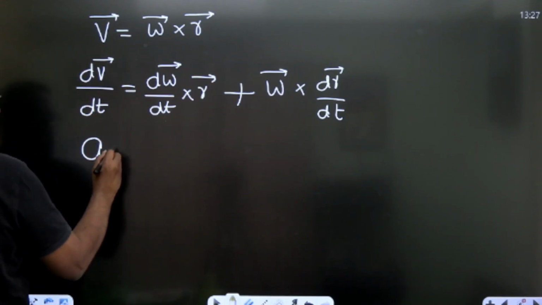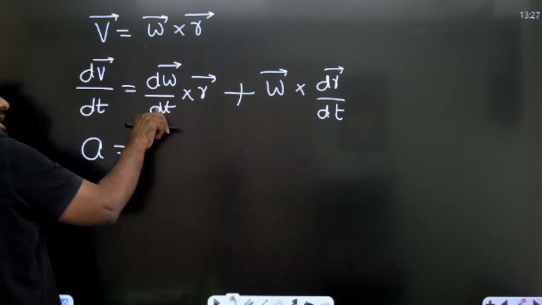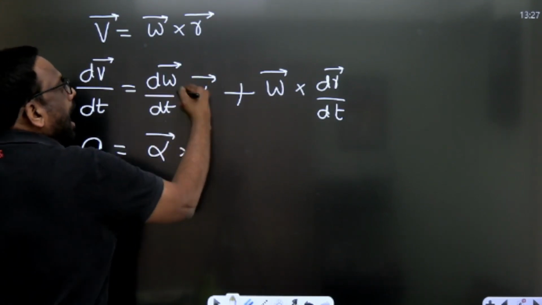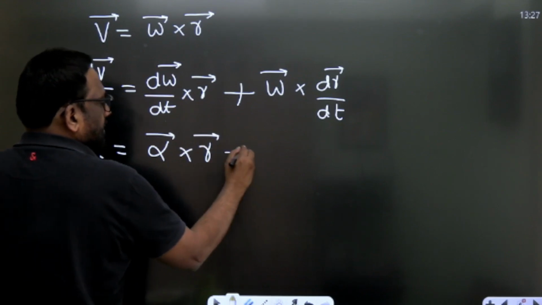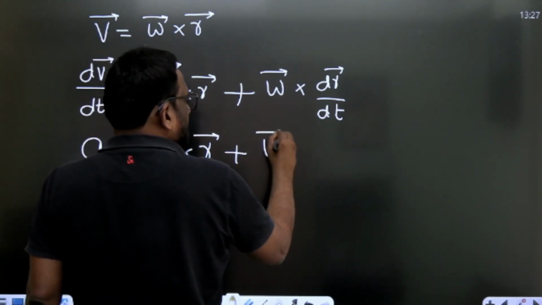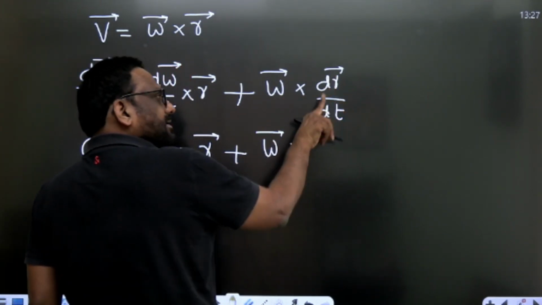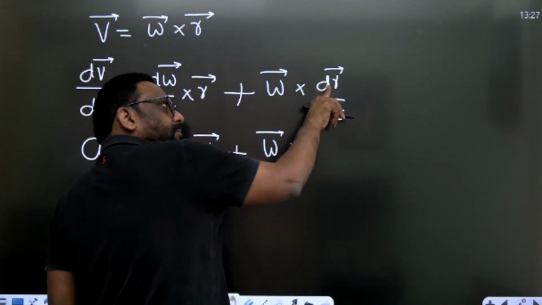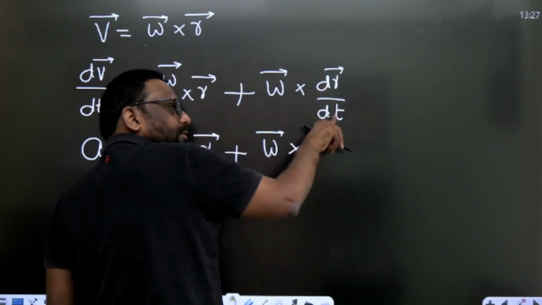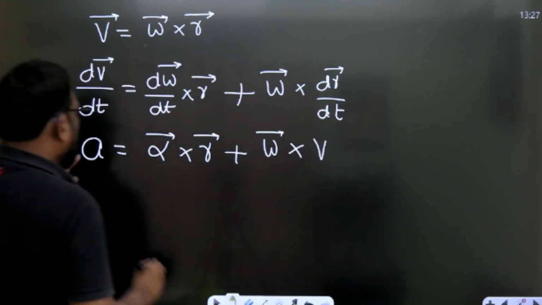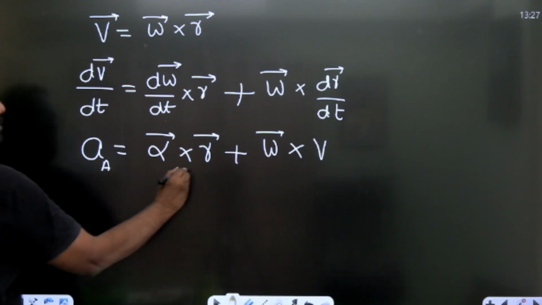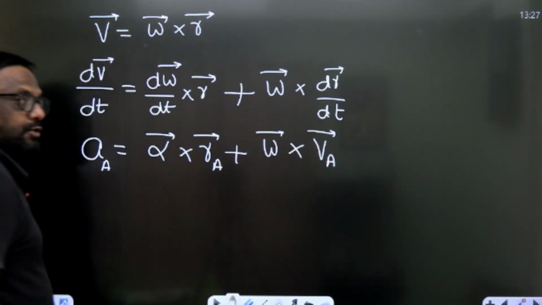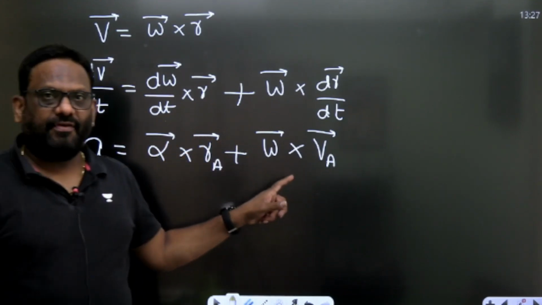Now, what is dv by dt? It is the total acceleration. So what is this, sir? Rate of change of omega is alpha, and r cap, plus omega cross, what is the rate of change of displacement? Because change in position is displacement, per unit time is velocity, but I want the acceleration of a, so the position of a and velocity of a, absolutely. But don't write alpha of a, omega of a.